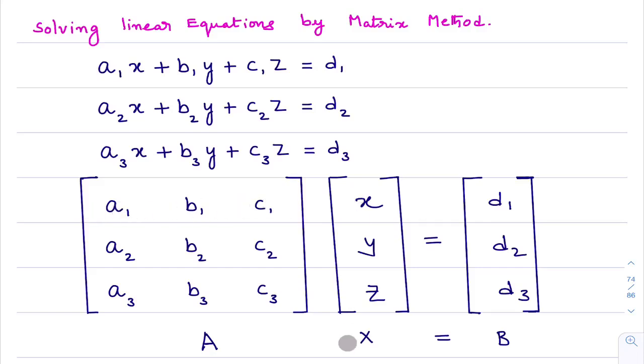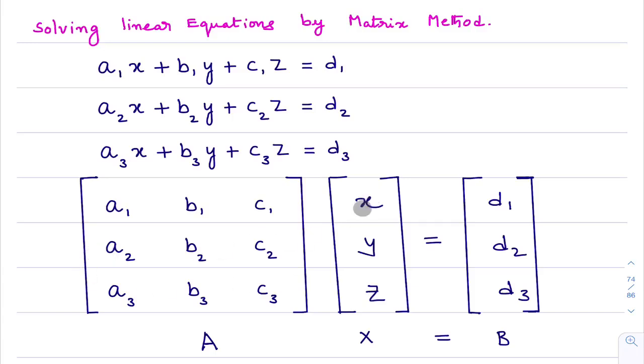First row, first column. This is a 3 by 3 matrix. This is a 3 by 1 matrix. After multiplying, you will get a matrix of order 3 by 1. How to multiply the matrices here? First row, first column. Multiply: a1x plus b1y plus c1z. You look here, we got the same thing here. Equal to, when I equate both the matrices, you will get d1. Understand?